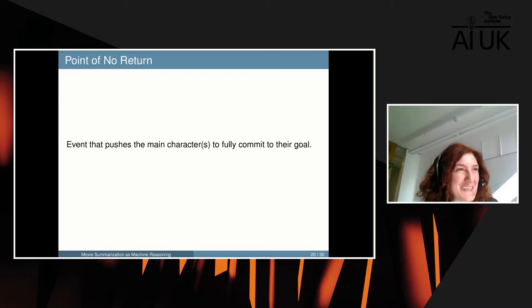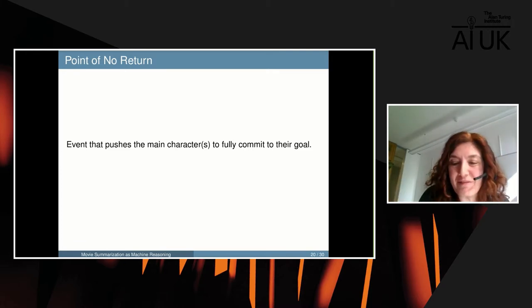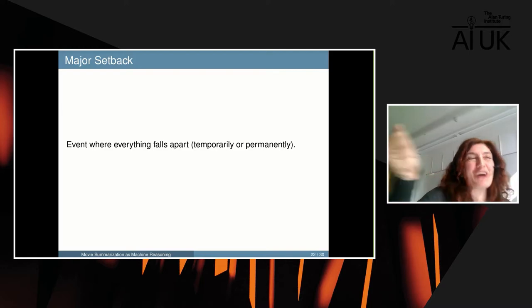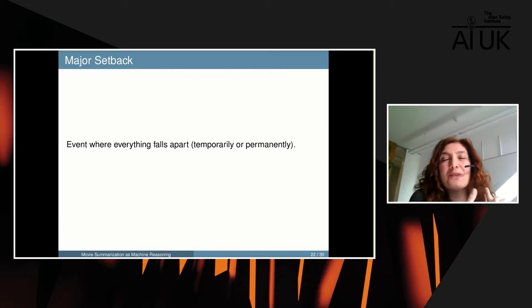So this is Jack Nicholson, who is brilliant, saying, I had this dream that I was killing you and Danny, his wife and his child. Okay, so then Jack Nicholson has this goal to kill everyone, well, his wife and the child, there's no one else there, but there is a major setback, and there's an event where everything falls apart, either temporarily or permanently. Can we play this video, please?